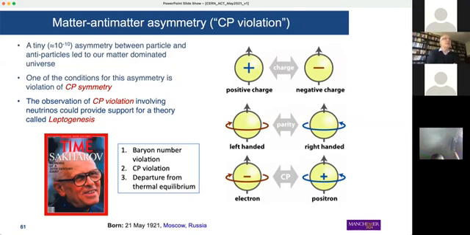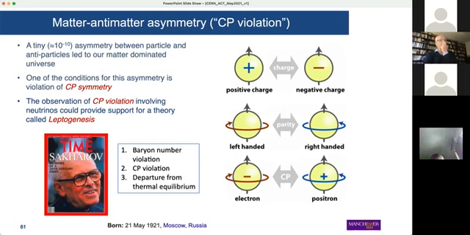So this is important because one of the conditions for this asymmetry to exist is the violation of CP symmetry, which I've just quickly sketched on the right. C stands for charge, P stands for parity. And basically what it means is you turn around the charge of a particle, and in terms of its spin, you make a left-handed particle a right-handed particle. So that's how you get, say, from an electron to a positron.